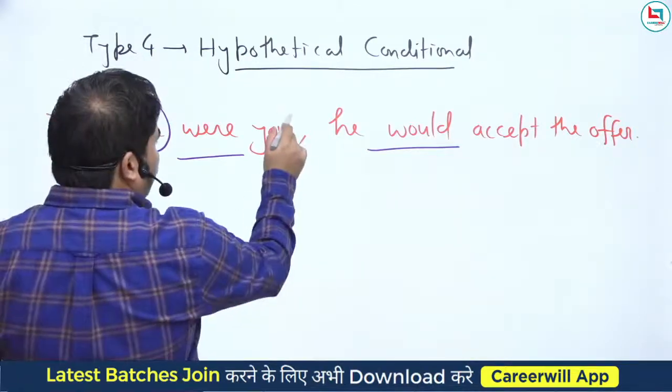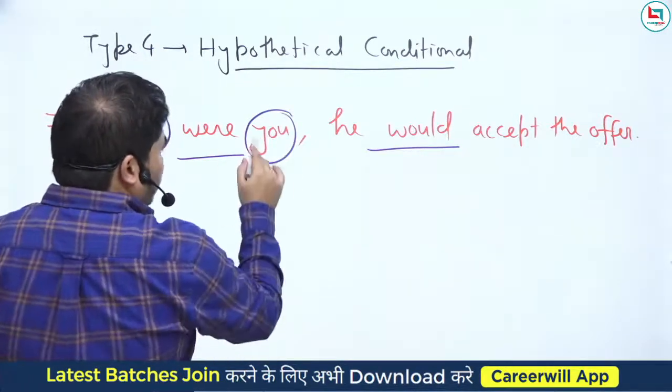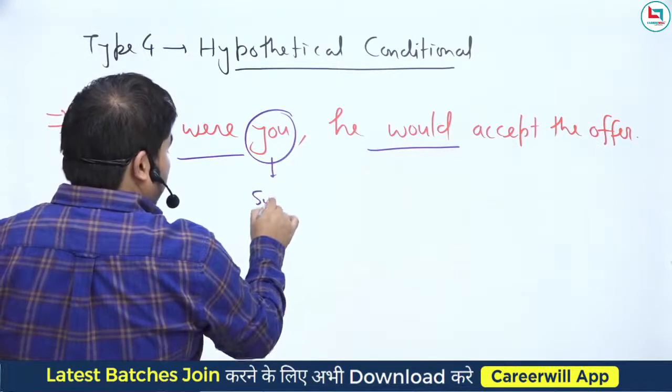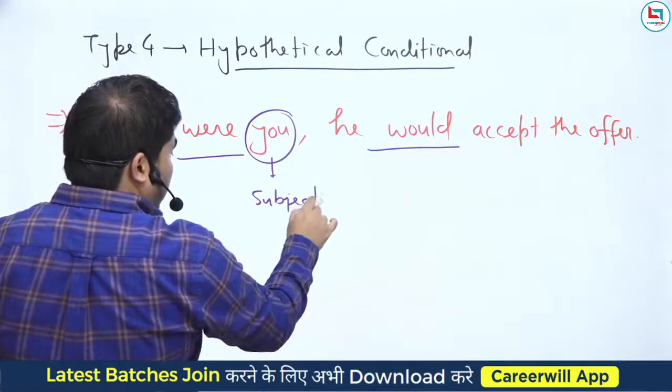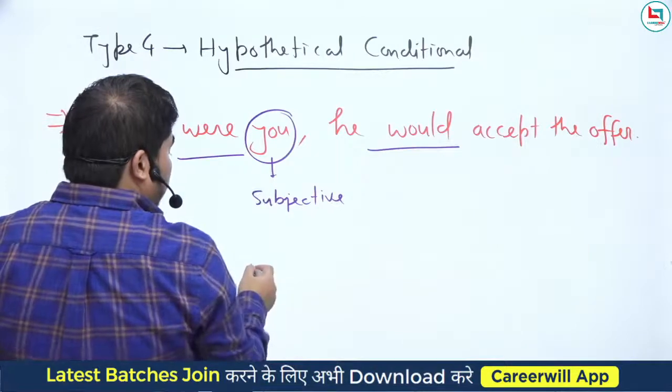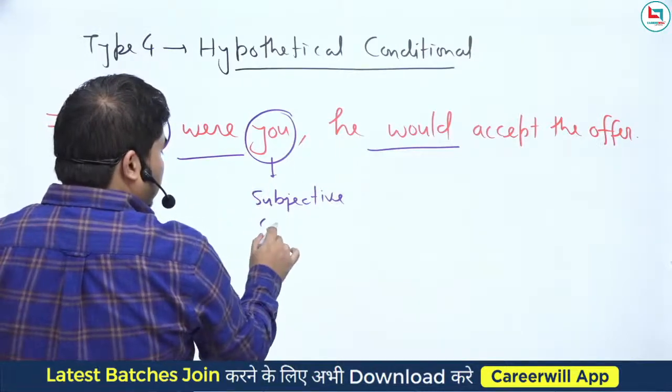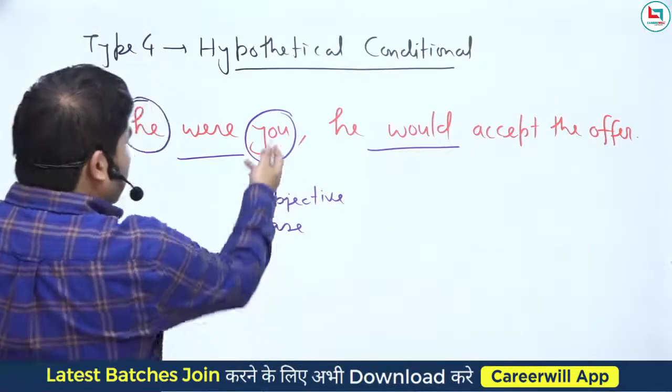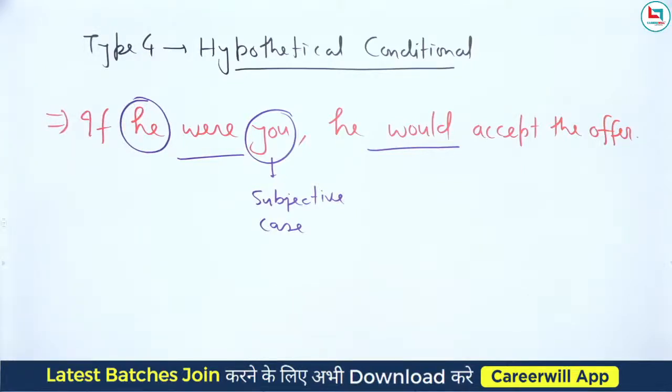And the second thing you need to take care of is what? That you will go with subjective case. और ये हमने pronoun में पढ़ा था, आपको याद होगा, that complement of the be form of the verb should be written in subjective case. So subjective and objective of you is you only, right? So this is the standard structure of hypothetical conditional.